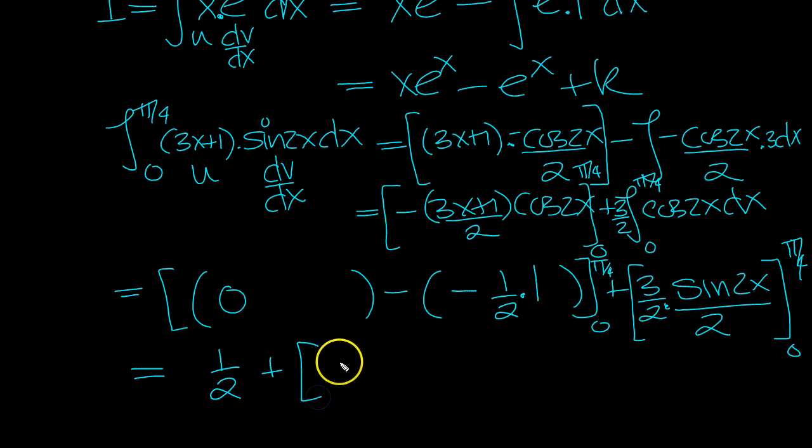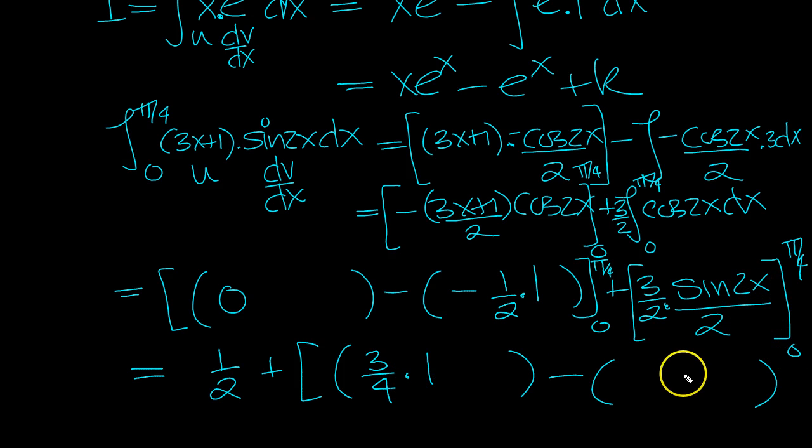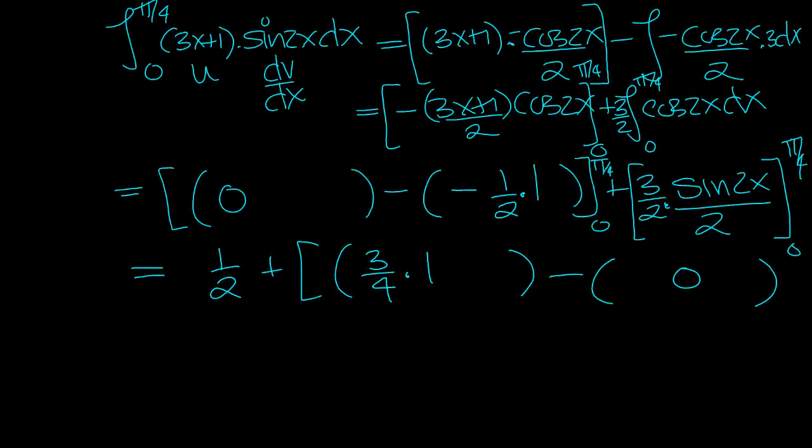Plus, and then we've got this second box to work out, which I haven't worked out yet. Top value minus bottom value. This is 3/4. Sine 2 pi over 4 is sine pi over 2, which is sine 90, which is 1. And then bottom value sine 0 is 0. So we've got a half plus 3/4. 2/4 plus 3/4 is 5/4, or 1 1/4. Hard example, that.